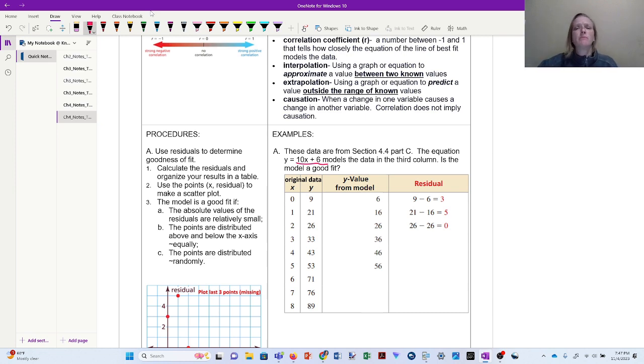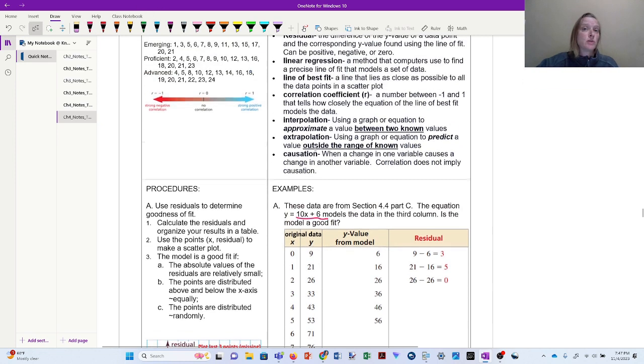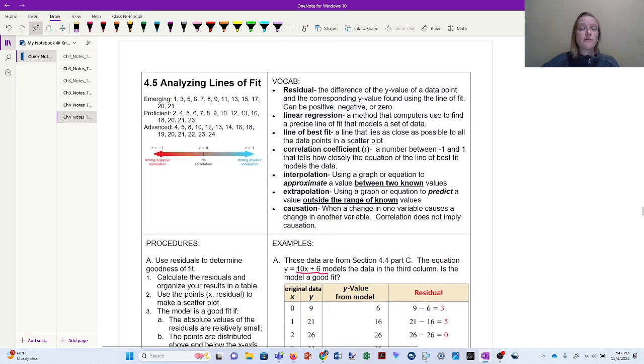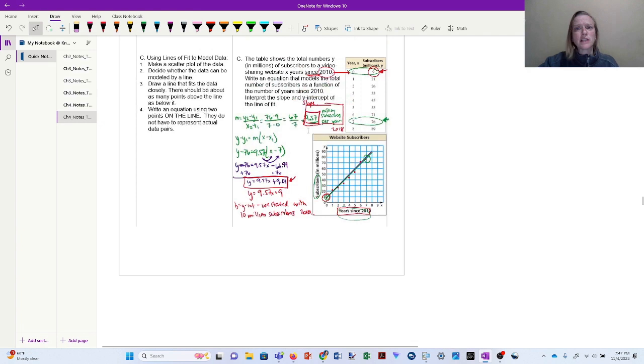We're going to look at that by calculating residuals. Residuals are the difference of the y value of a data point and the corresponding y value found using the line of fit. So first, let's scroll back up and see what we did here. This was a relationship between millions of subscribers to a particular website in the years since 2010. Our line looks like it's a good fit, but of course, we want to be quantitative in our analysis. We don't want to just say it looks good. We want to have a number that we can put on the value. The first step towards doing this is looking at residuals.